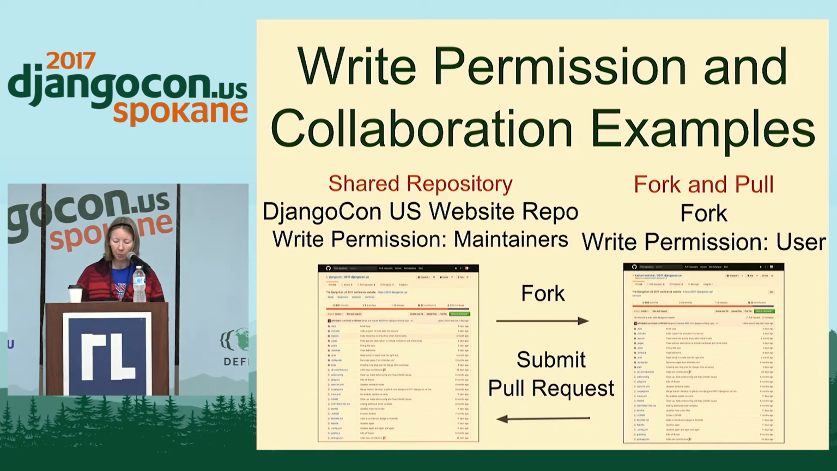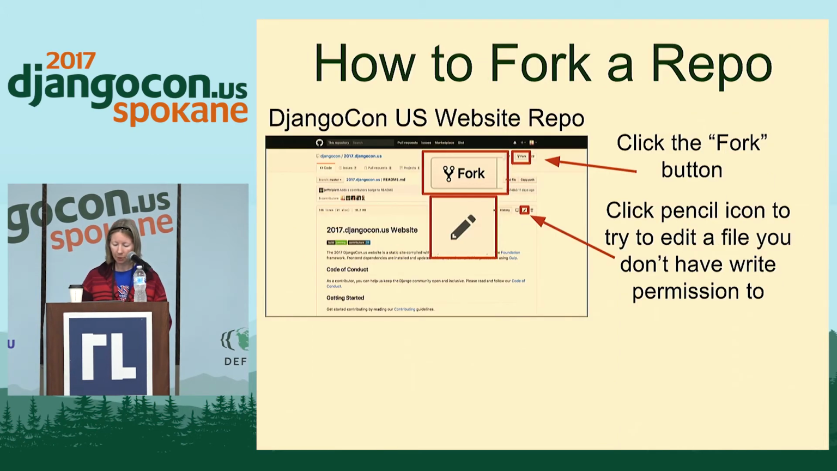The fork and pull model, in contrast, is typically found in user account repos. For example, when I first came across the DjangoCon US website repo, I wanted to contribute, but I wasn't a maintainer, so I didn't have write permission. So I needed to make a copy of the repo, which is called a fork, into my own user account, which I have write permission to, so then I could make a change to it and I could submit a request, a pull request to the DjangoCon US website repo.